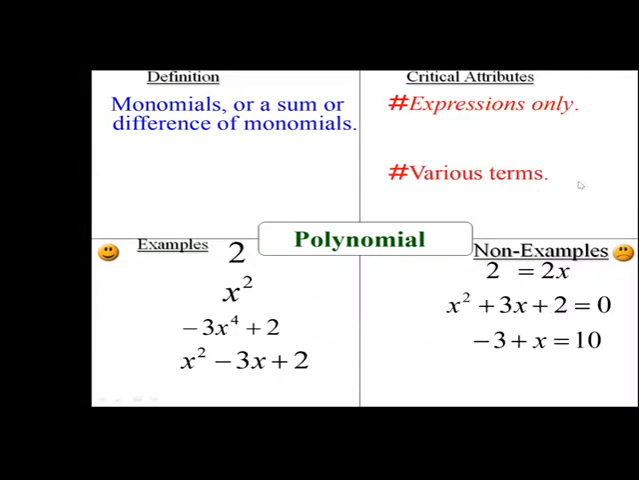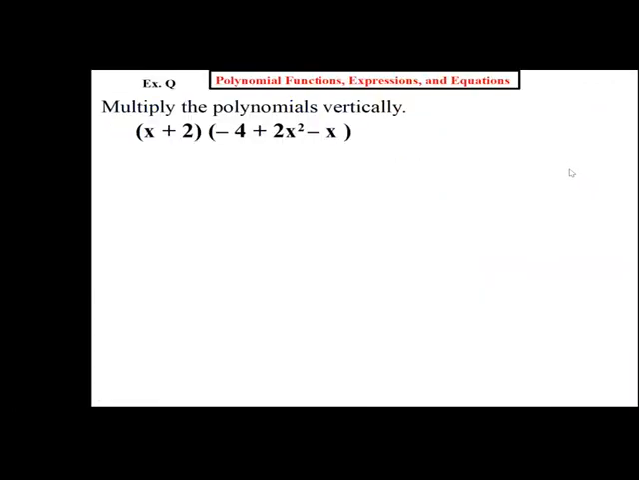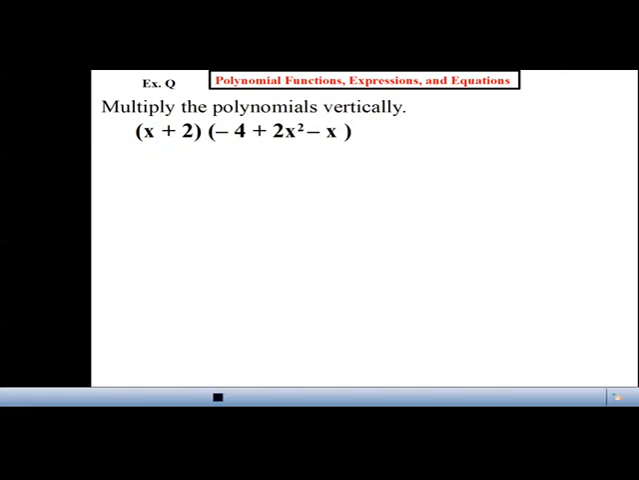Okay. All right. So with that said, copy the next one, Example Q, and it says multiply the polynomials vertically. We have x plus 2 in one set of parentheses, and negative 4 plus 2x squared minus x in another set of parentheses. Copy that. Up to the screen. Here it goes. So today, we're going to multiply vertically. You're like, what does that mean, Mr. Q? Well, let me take you back in time.